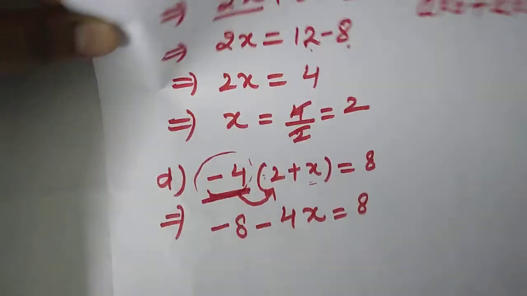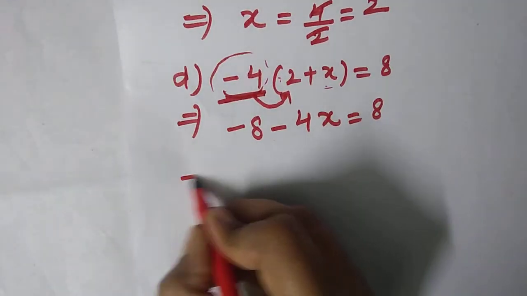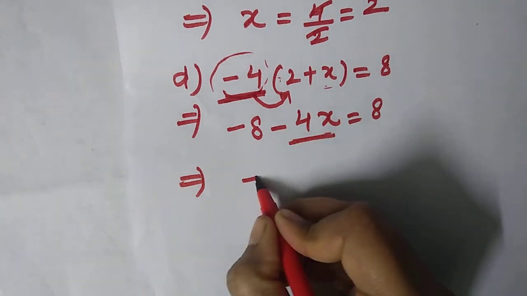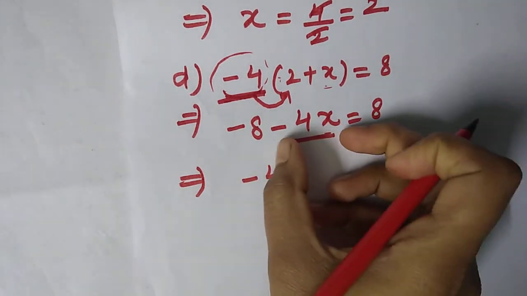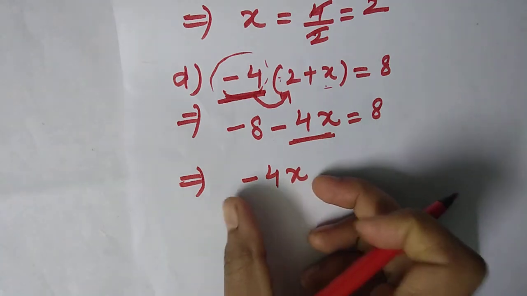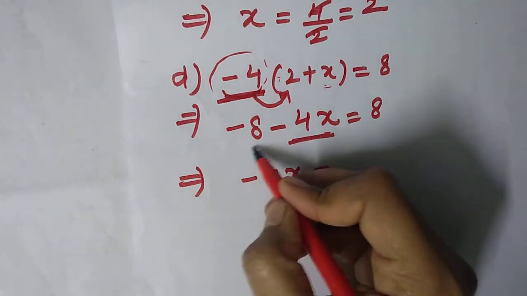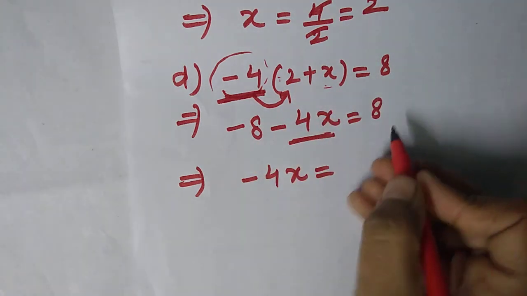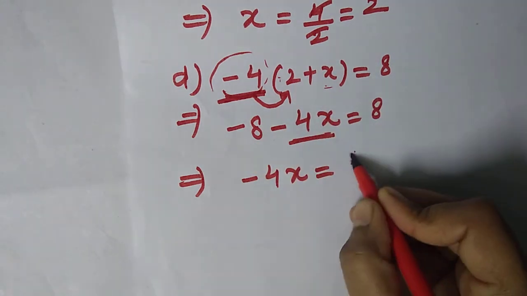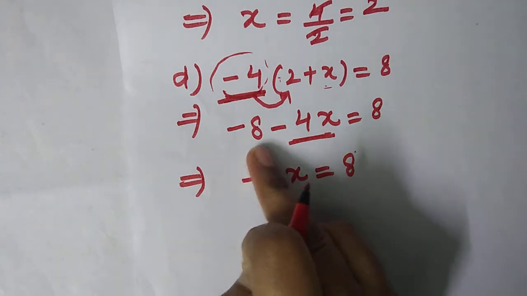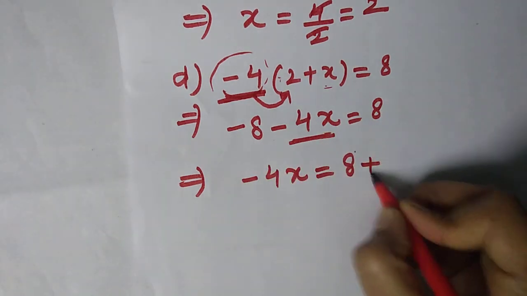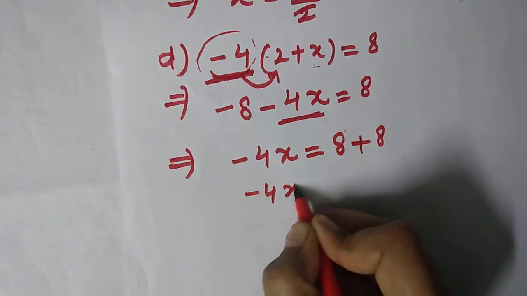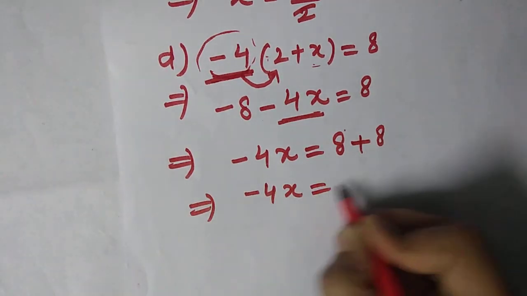Now collect the variables, the terms having the variable. This is the variable term, so it will be minus 4x, because this is with minus only, so I will write it the same. Now this is a constant, which means this number has to shift to the right-hand side, so this is already 8. Now if this number shifts, it will take the plus sign. So now this is minus 4x equals 8 plus 8, which is 16.